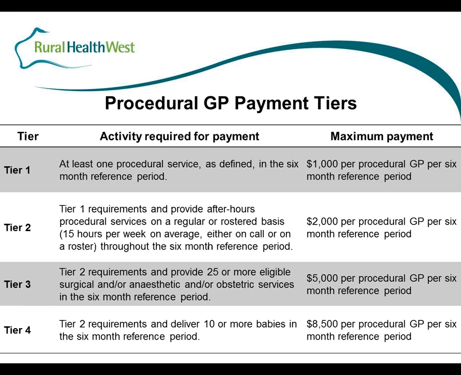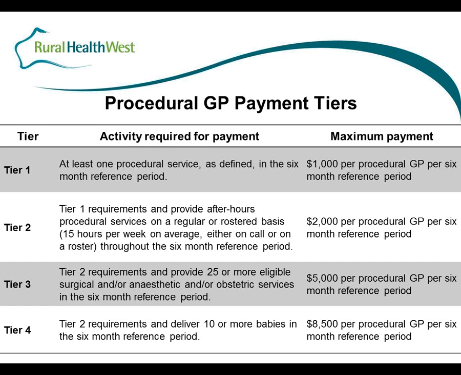Tier 1 requires at least one procedural service as defined in the 6-month reference period, which entitles up to $1,000 per procedural GP per 6-month reference period. Tier 2 includes the meeting of Tier 1 requirements and providing after-hours procedural services on a regular or rostered basis, which is 15 hours per week on average, either on call or on a roster, throughout the 6-month reference period, which equals up to $2,000 per procedural GP per 6-month reference period.